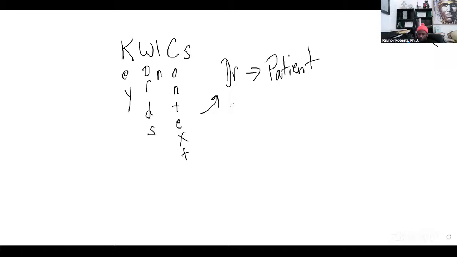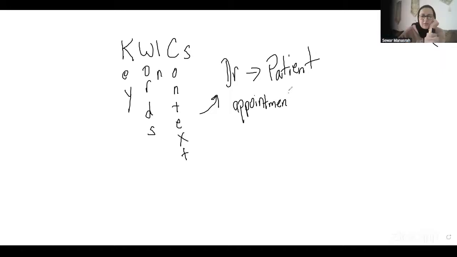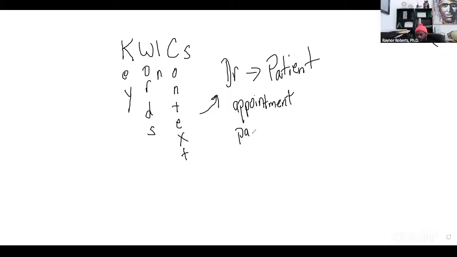So you may pick a word like appointment, or pain. Let's say that was in the prompt. Maybe the word chronic, depending on the age. So for smaller kids, this wouldn't be a word, but for older kids, they might have the word chronic.